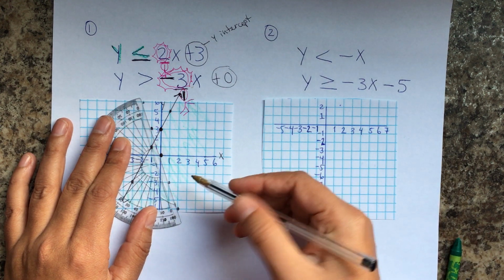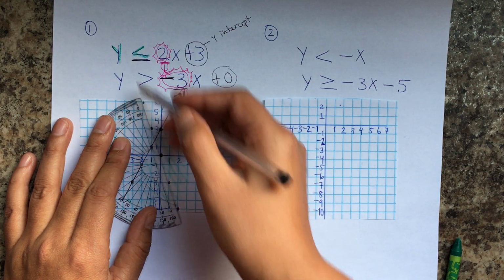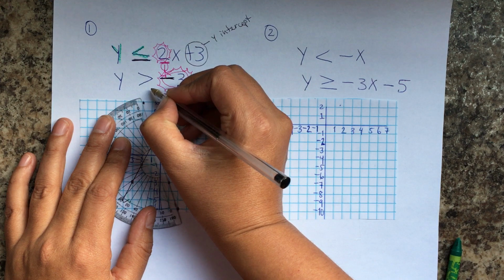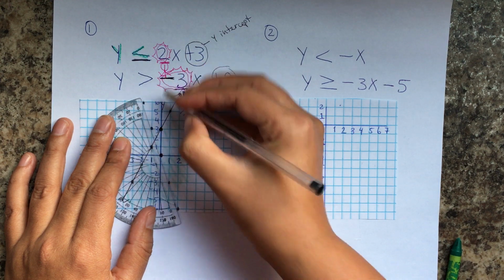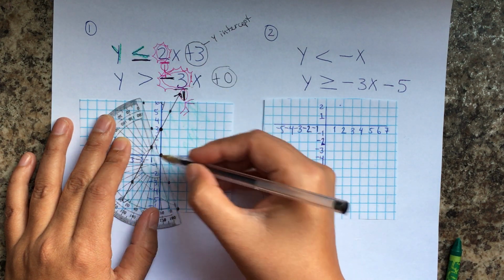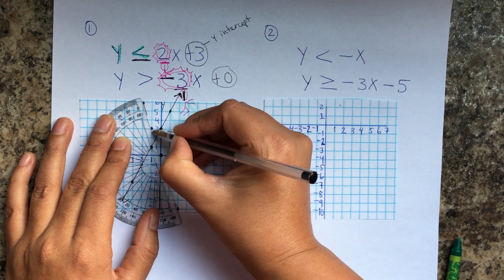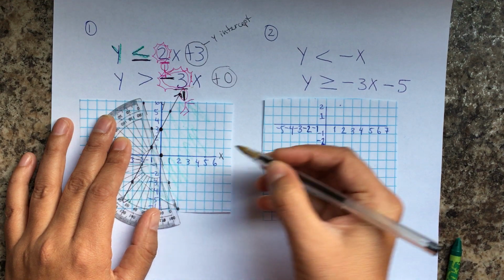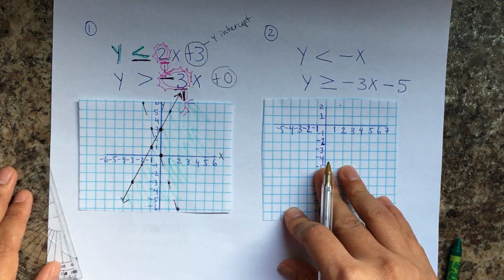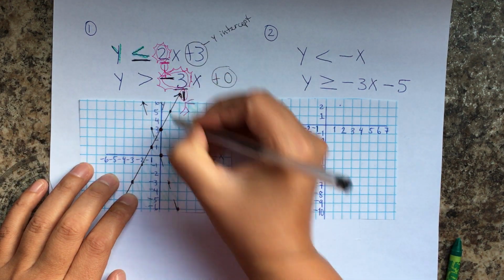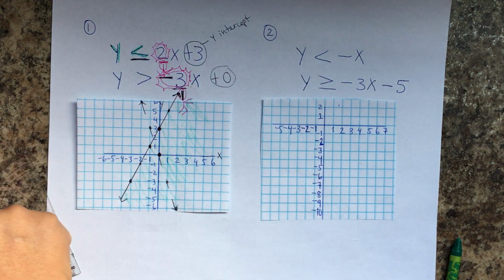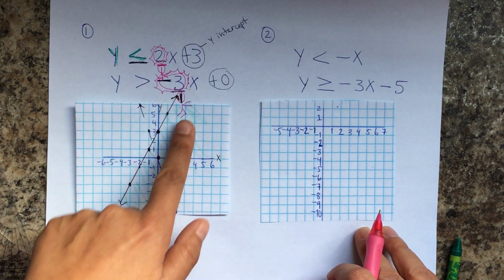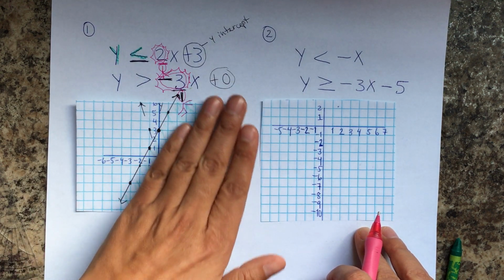Okay, now, this line doesn't have a little pencil. It doesn't have the equal sign. So solutions on the line do not count, and therefore we have to do a dotted line. Okay, a dotted line. Now for the shade, I'm going to use pink. Hopefully you can see that for this line, this was the shaded region, all of this.